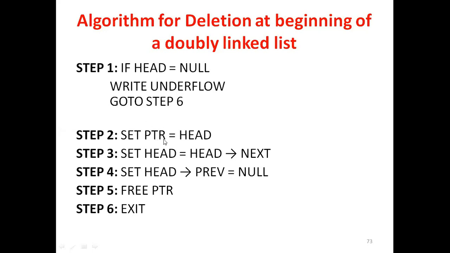Else set ptr equals to head. Ptr equals to head means we are storing the first node's address in the ptr. And then we are making the head point to the next node, so head equals to head arrow next. Then set head previous equals to null, because that node will become the first node now. Then free ptr and then exit. So this is the algorithm for deletion at the beginning of a doubly linked list.